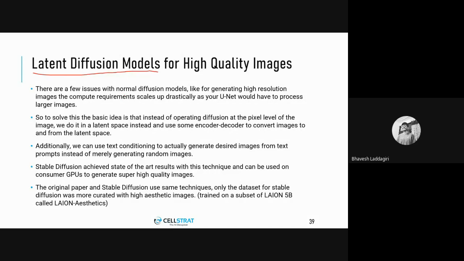There are a few issues with the normal diffusion models that we looked at right now. Let's say you're generating at high resolution. Your UNet will also have to process high resolution images, right? Let's say currently we are generating 128 by 128 pixel images or something. Now if you want to scale it up to 512 by 512, and then to 1024 by 1024, the more quality or resolution you want, the more the compute requirements grow.